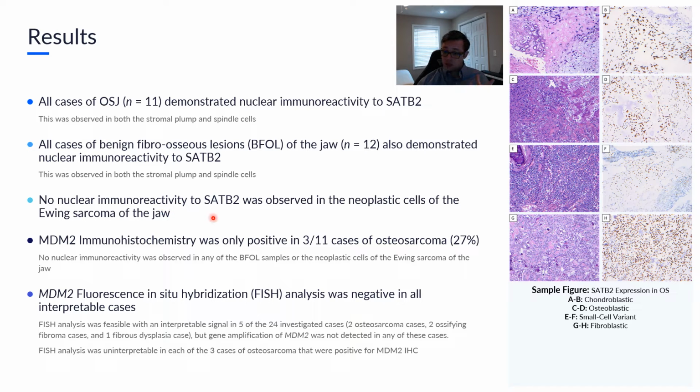As for the MDM2 immunohistochemistry, this was only positive in 3 of the 11 cases of osteosarcoma. So all the benign lesions as well as the Ewing sarcoma were negative, and 3 cases of the osteosarcoma were positive. We also, as I mentioned earlier, conducted FISH analysis. This was negative in all interpretable cases, and only 5 of the 24 overall cases were interpretable to begin with, so that's also something I'll discuss in a future slide.